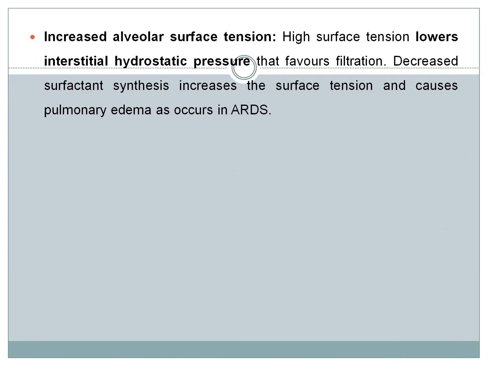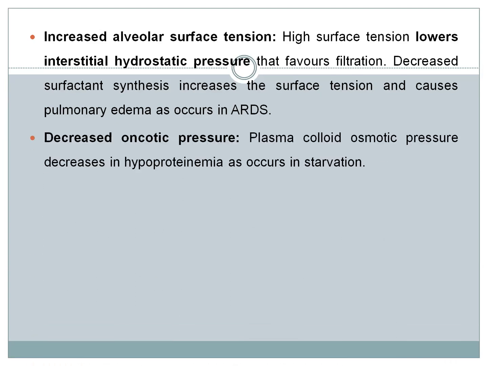The second change seen in pulmonary edema is increased alveolar surface tension. There is high surface tension, which lowers the interstitial hydrostatic pressure, and that will favor filtration. Decreased surfactant synthesis will increase the surface tension and cause pulmonary edema, which is the same in cases of ARDS. And this high surface tension will lower the hydrostatic pressure, causing filtration and thus favoring the formation of pulmonary edema.